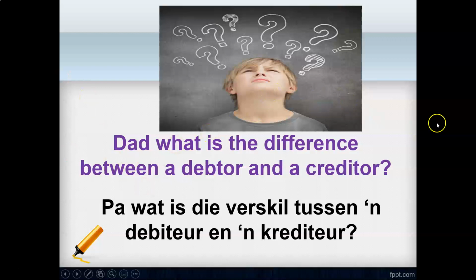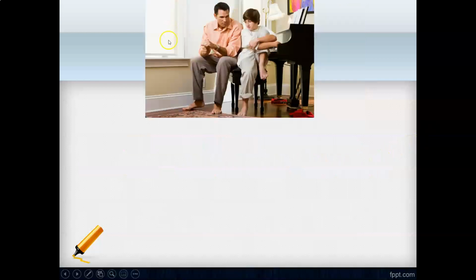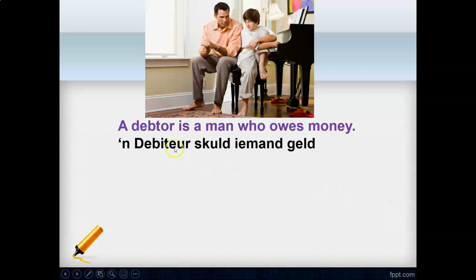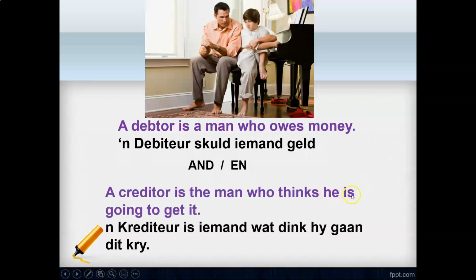Okay, this young boy came home and he asked his dad, Dad, what is the difference between a debtor and a creditor? So ask yourself the question, what is the difference between a debtor and a creditor? And he's got a very wise man for a dad. And his dad sat down and he explained to him the difference as follows. A debtor is a man who owes money, and a creditor is the man who thinks he's going to get that money. So just ponder over that one for a little while to understand the difference between a debtor and a creditor.